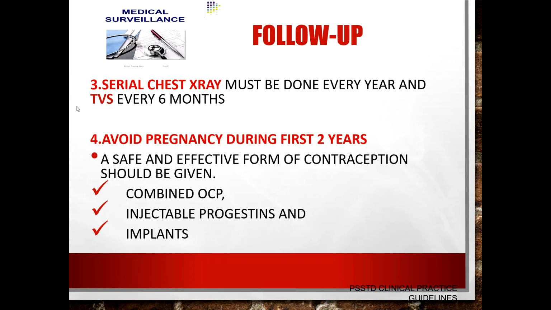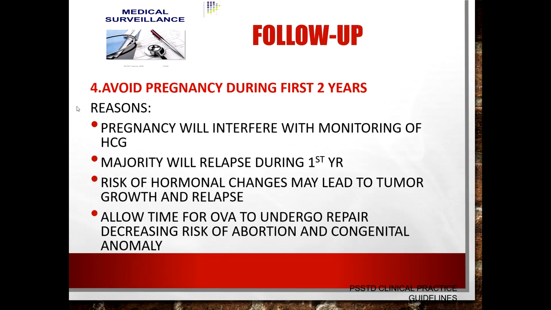We have to avoid pregnancy during the first 2 years by giving a safe and effective form of contraception, may it be low-dose combined OCT, injectable progestins, or implants. We avoid pregnancy during the first 2 years because pregnancy will interfere with monitoring of HCG. The majority of GTN will relapse during the first year, and the risk of hormonal changes may lead to tumor growth and response and relapse. Therefore, we have to delay pregnancy to allow time for the ova to undergo repair, decreasing the risk of abortion and congenital anomaly.